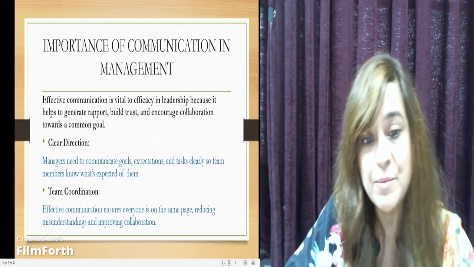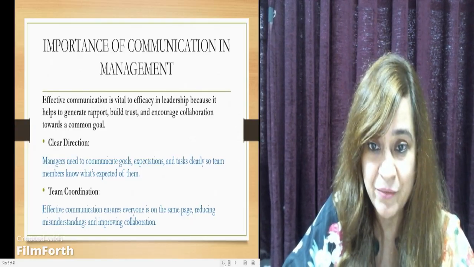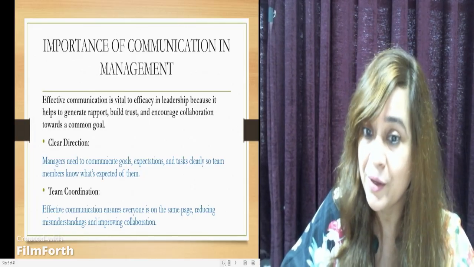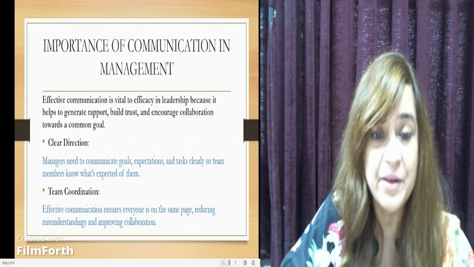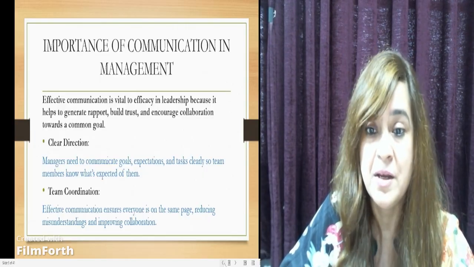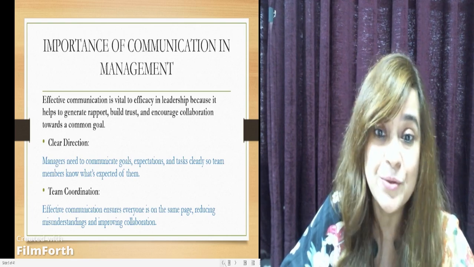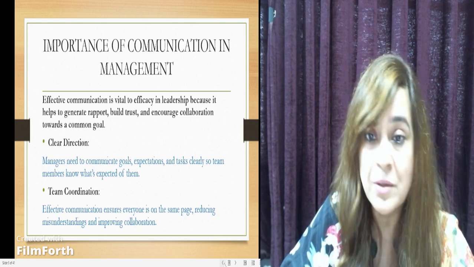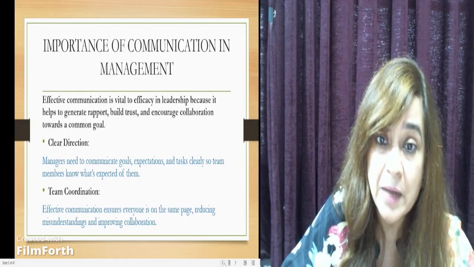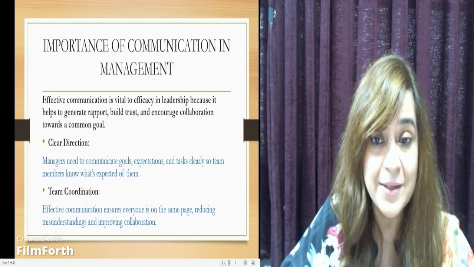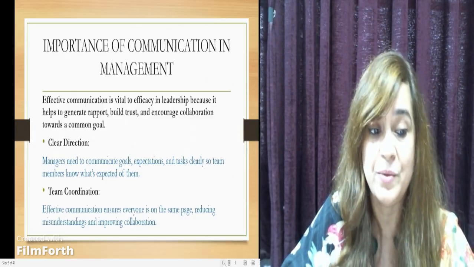Then we have team coordination. So what is team coordination here? The team comprises the employer, the CEO, the manager, the employees, the staff, everybody who's working in an organization. They have to come on the same page, because we have to reduce misunderstandings and all the conflicts, all the issues. Every organization needs to work and improve collaboration. So for this, communication is very important.